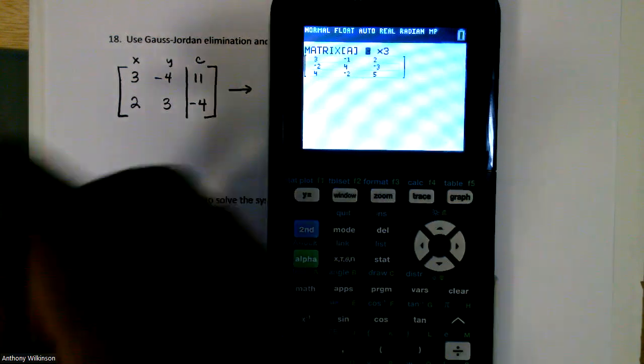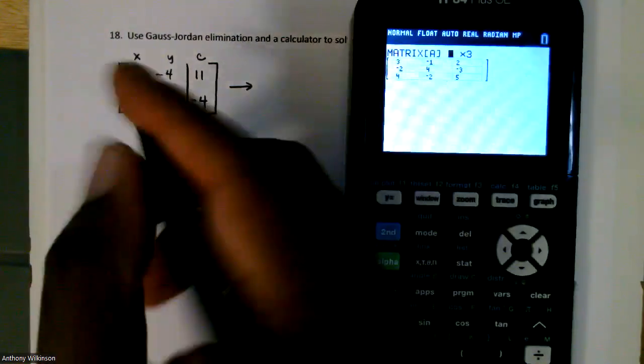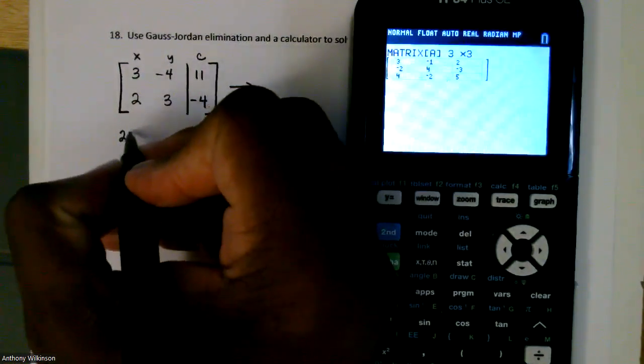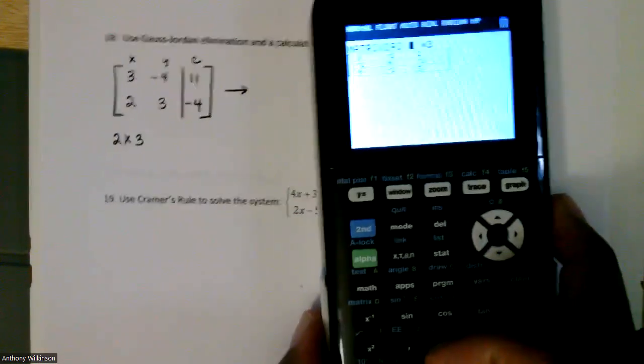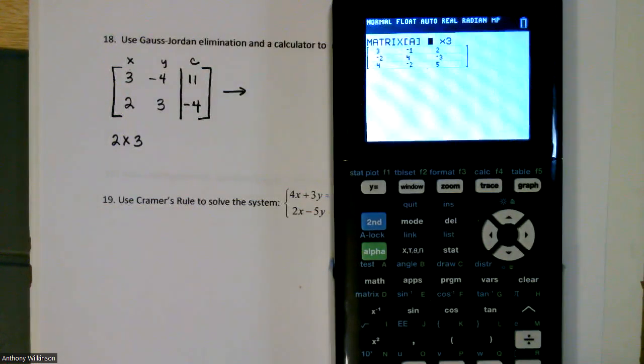If you look at this, I have 2 rows, 3 columns. So this is a 2 by 3 matrix. Those 2 numbers I'm going to enter at the very top. So that first number, I'm going to change that to a 2, then press enter. And then for the number of columns, press the number 3 and then enter.